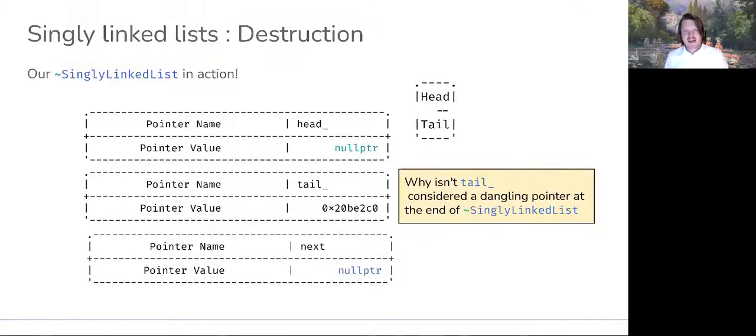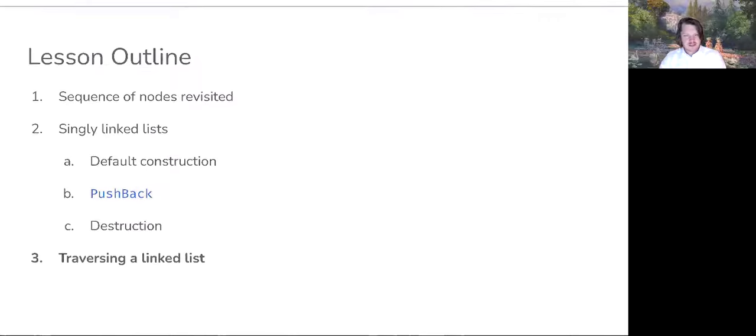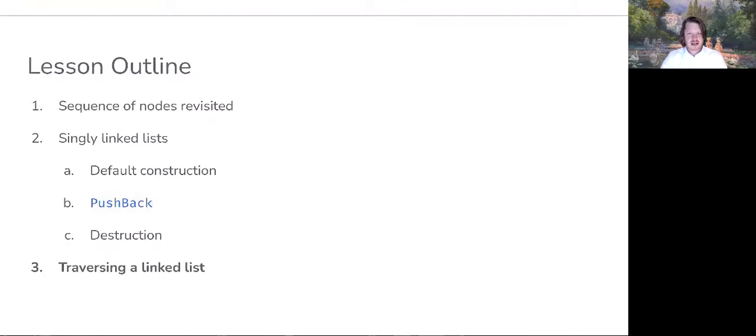One question I have before we move on is, why isn't tail considered a dangling pointer at the end of the destruction process? The simple solution here is we've just destructed the singly linked list, so the memory allocated for tail and head is going to be deallocated anyway after the destructor is invoked. So let's move on to traversing a linked list.